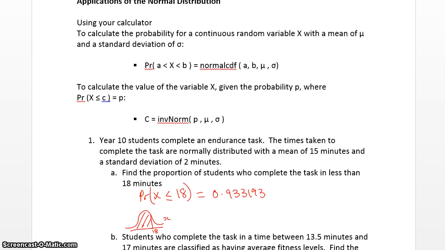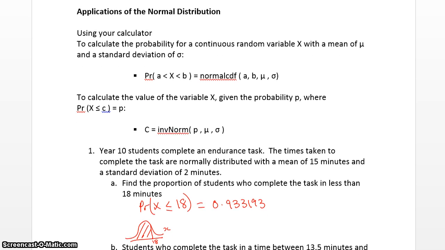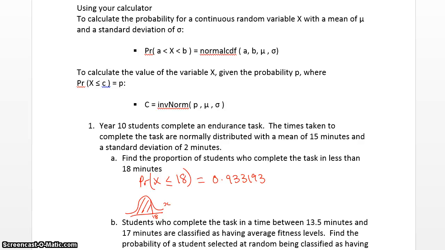So what I would do in order to get full marks for this on the test or the exam, I draw a little diagram showing what I'm actually trying to find out. 18 is there, and then I signify that it's x, and then I simply do this on my calculator. I'd write down the probability that x is less than 18, and then I'd do this on my calculator.